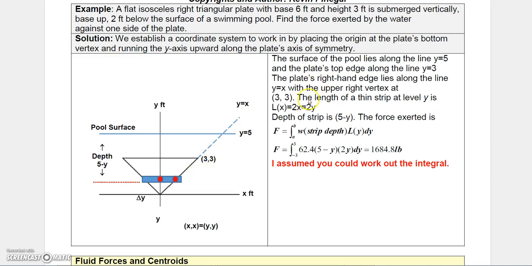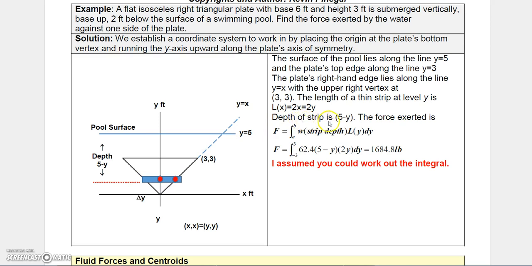So let's look at the strip. The length of the strip at level y is, we can say, from here to here. If we have y = x, then from here to here is x, right? From here to here is x. So if we go from here all the way over, we get 2x. So the length of the strip here is 2x.